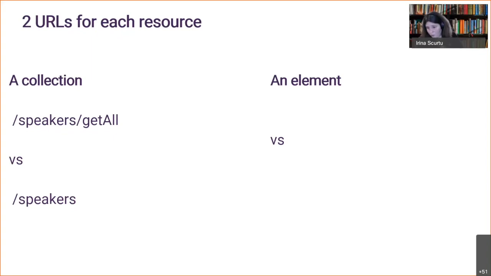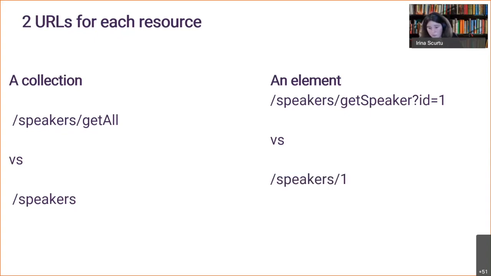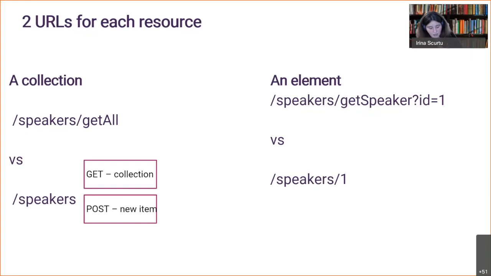For an element, you might have something like speakers, get speaker, and then you pass the ID as a query string parameter. How about having and respecting the convention, speaker/ID, okay? Having these two, the simple ones, you can represent and use get as a verb to get the entire collection. You can use post to create a new item.